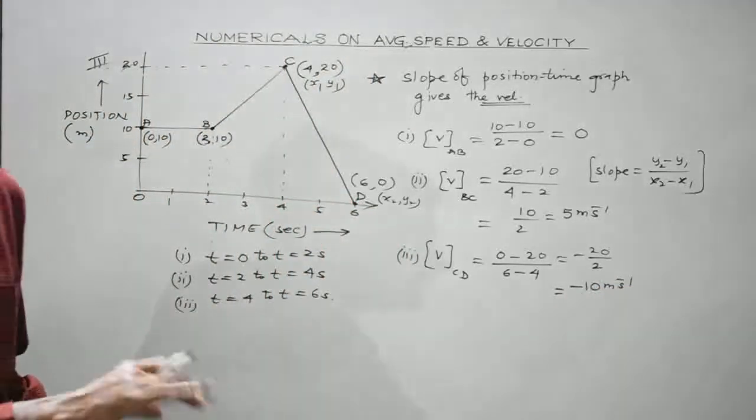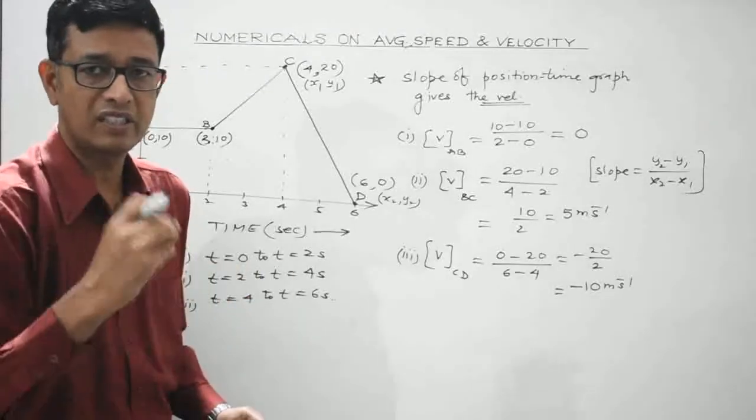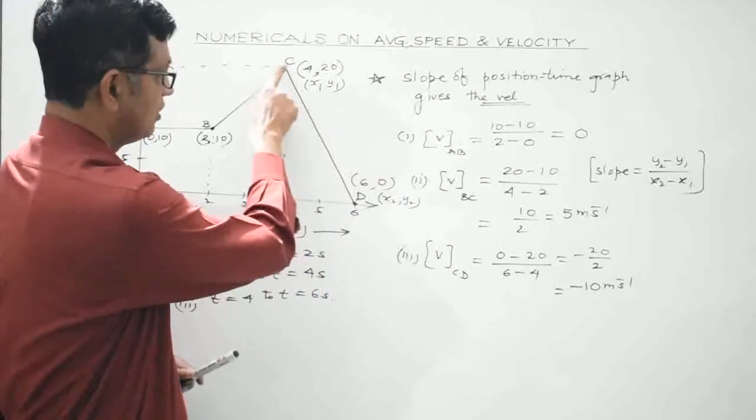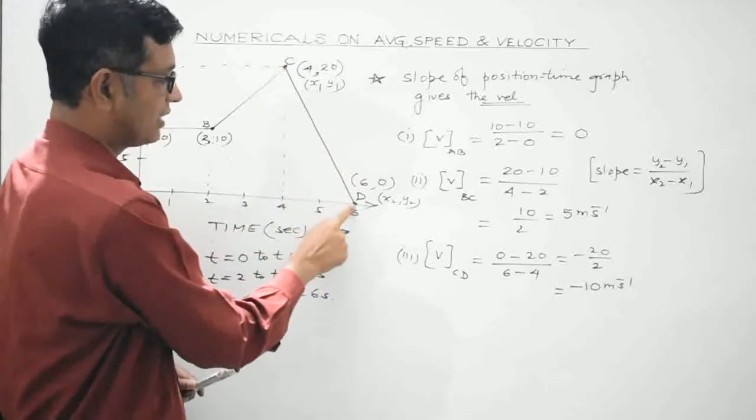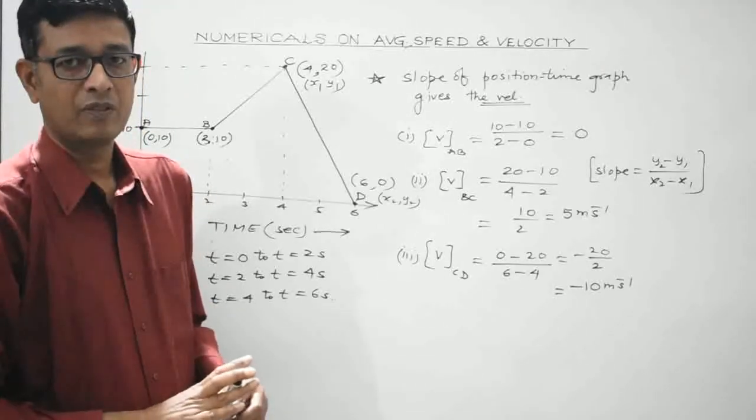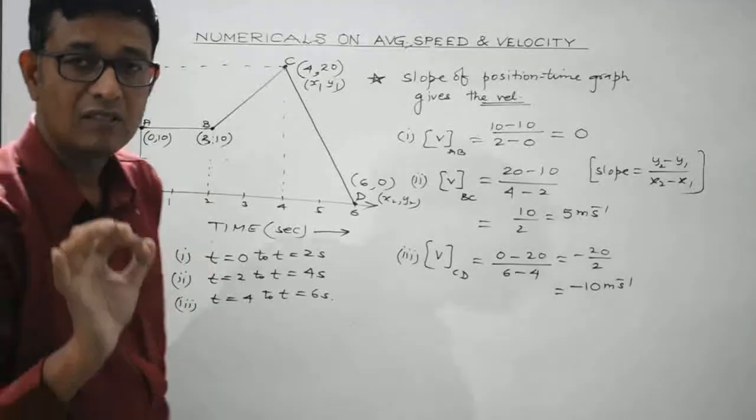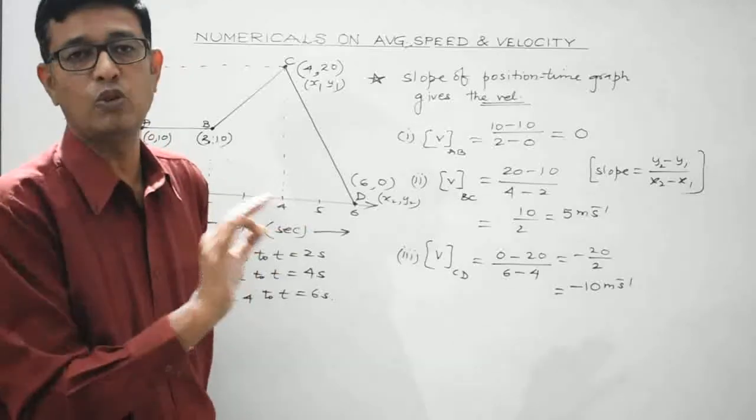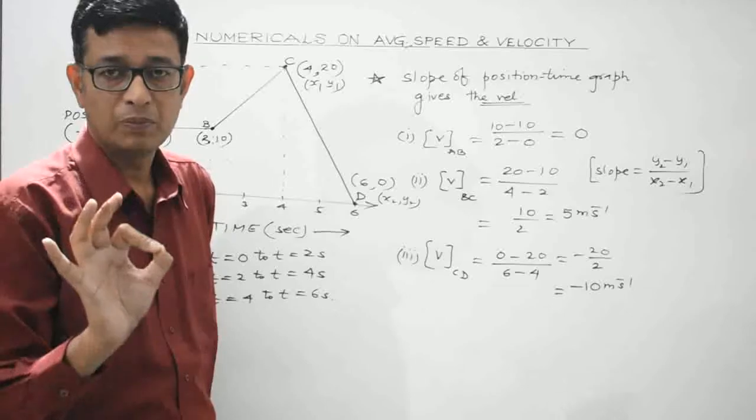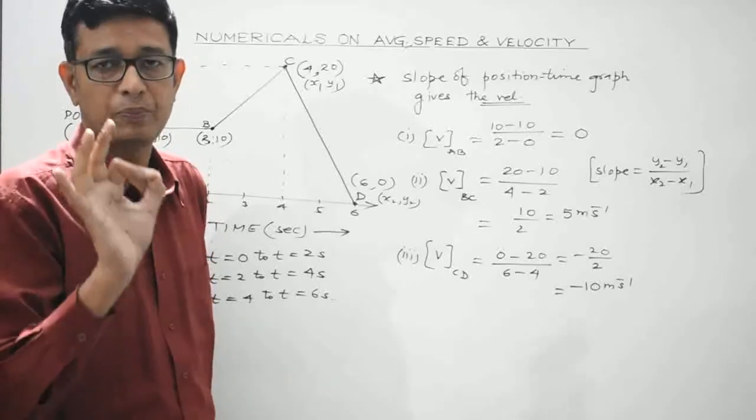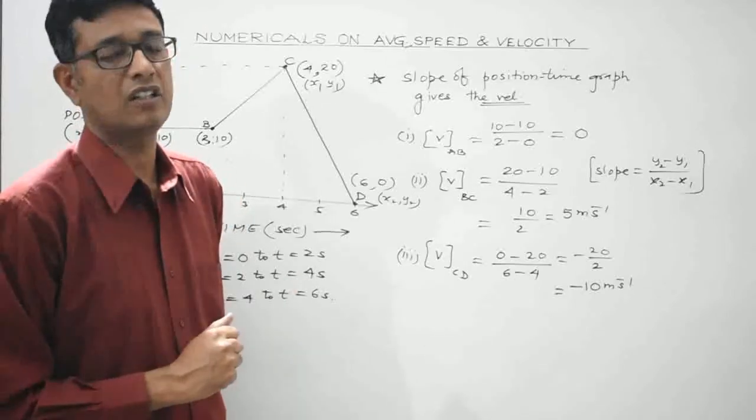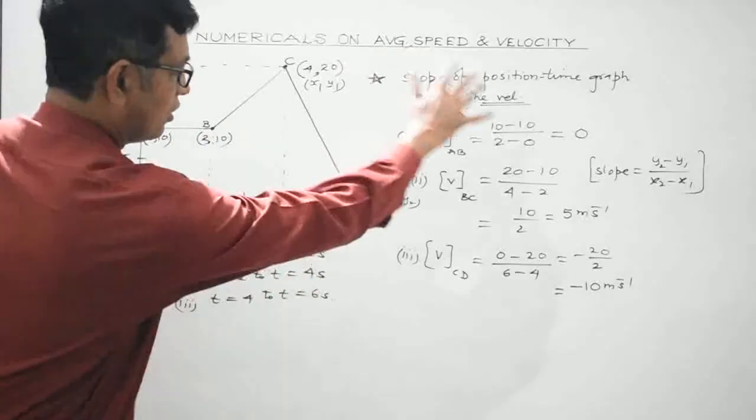The velocity of a body can be negative. The negative sign basically represents the direction. So the velocity of the body during the interval t equals 4 to t equals 6 seconds, that is from C to D, is minus 10 meter per second. So students, I must again tell you the significance of the position time graph. Mark my words, please: the slope of the position time graph will give the velocity of the body under consideration. Right? That is what we have done over here.